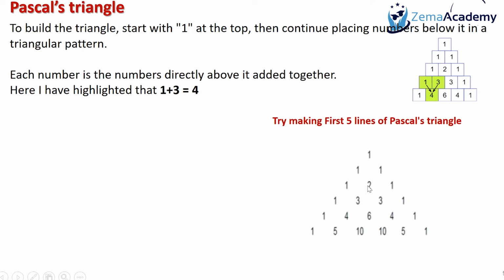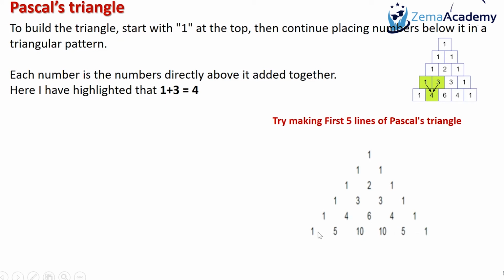He added 1 plus 1, 2, 1 plus 2, 3, 2 plus 1, 3, 1 plus 3, 4, 3 plus 3, 6, 3 plus 1, 4. Then 1 plus 4 is 5, 4 plus 6 is 10, 6 plus 4 is 10, 4 plus 1 is 5. So my 5th line of the Pascal triangle is 1, 5, 10, 10, 5, 1.